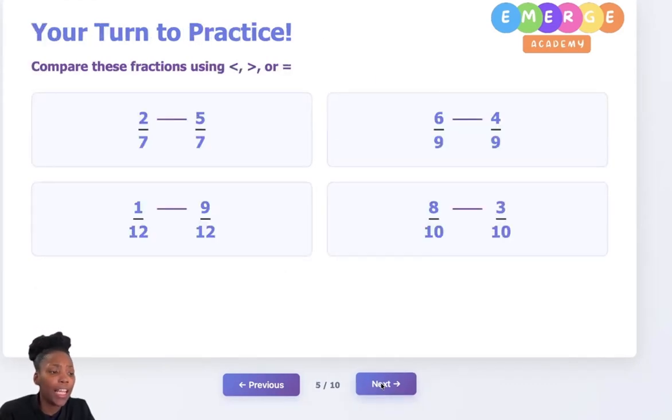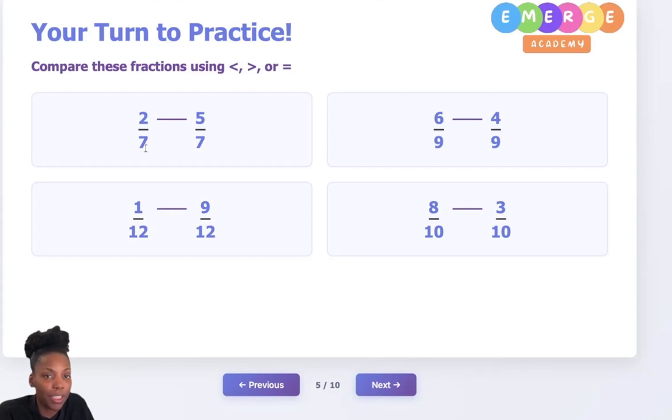Let's have a look at these questions. We're going to compare these fractions using the greater than, less than, and equal signs that we learned at the beginning of the lesson. All these fractions have the same denominators, so we're going to be looking at the numerator to find out which fraction is the biggest and which one is the smallest. So let's start with 2/7 compared to 5/7.